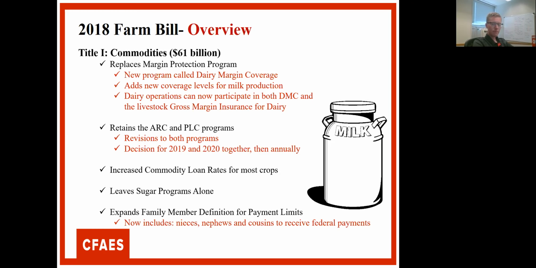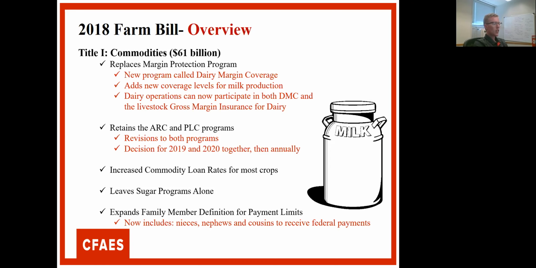And then finally, the commodity title expanded the definition of family members that are eligible for payment limitations. The House bill wanted to expand payment limitations and eventually got it in the bill. The Senate wanted to retract and constrict who is eligible to get payments. They also included a reduction in the adjusted gross income cap, which right now is at $900,000. They had proposed lowering that down to $700,000, with just gross income being the limit to which you had to stay under to receive federal payments.